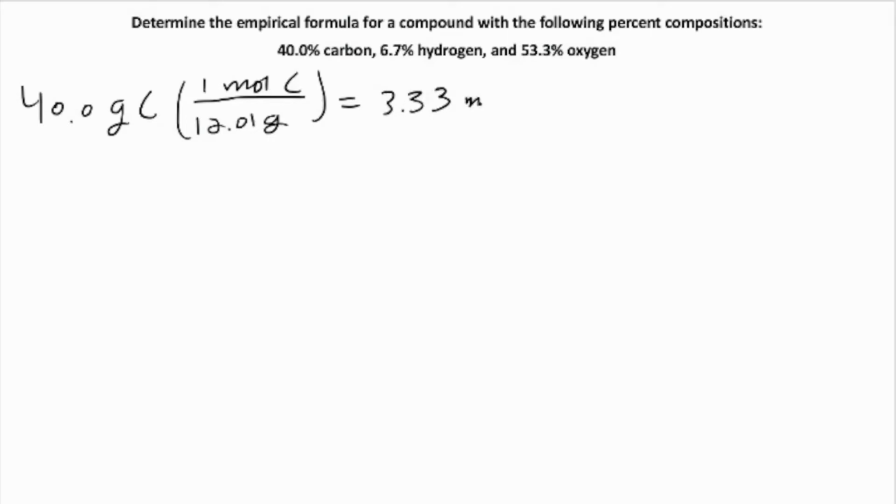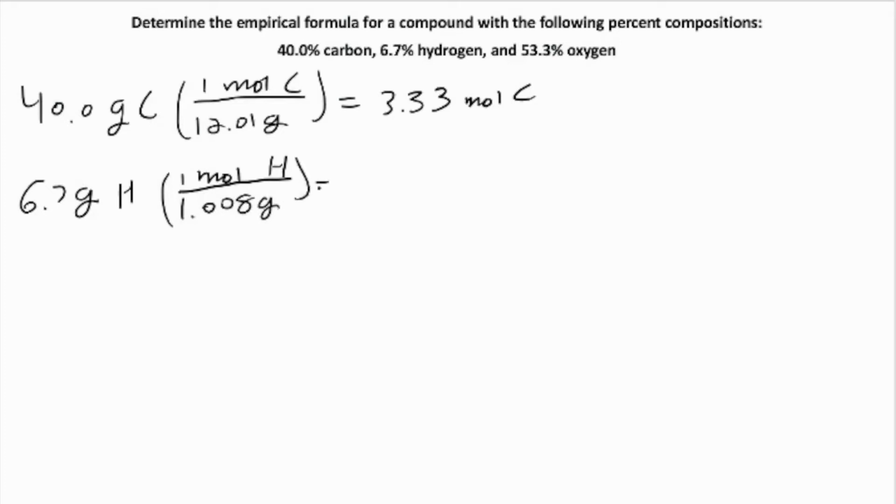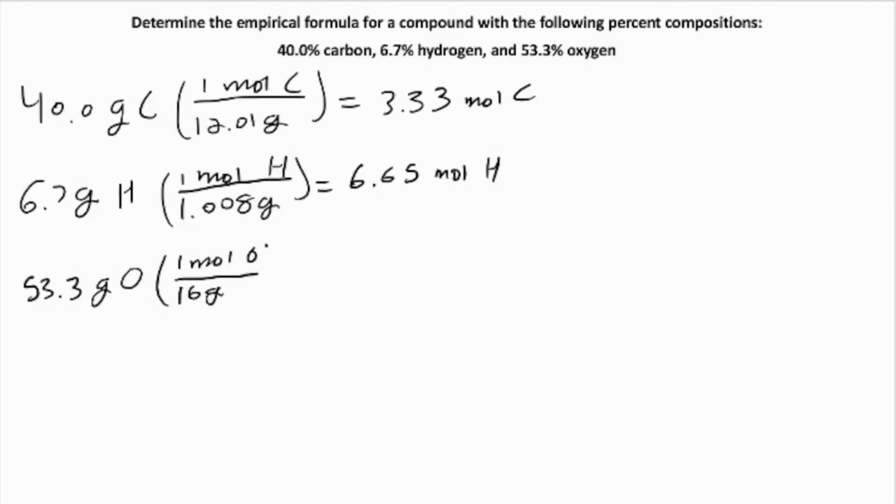So for carbon, we get 3.33 moles of carbon. We divide 6.7 grams of hydrogen by its molar mass, which is 1.008 grams, and we get 6.65 moles of hydrogen. And then we take 53.3% oxygen and divide that by its molar mass, which is 16, and we get 3.33 moles of oxygen as well.